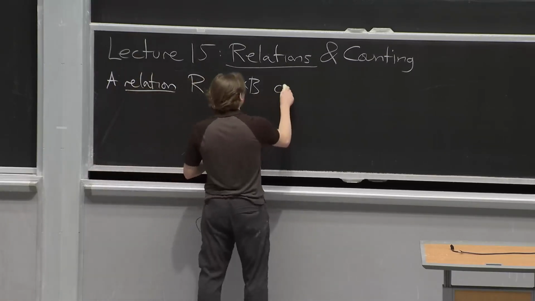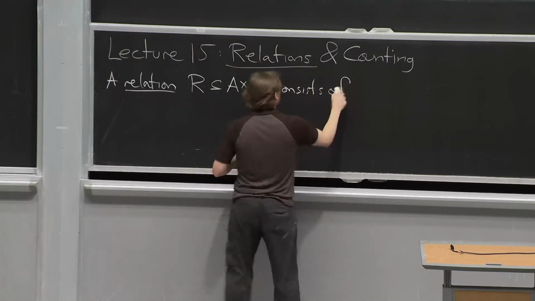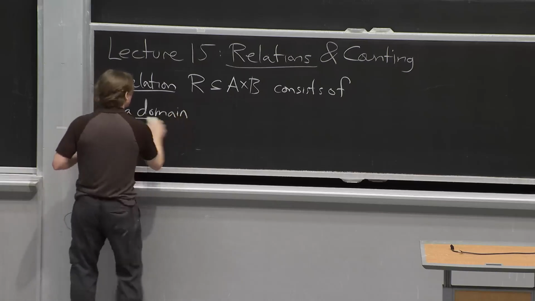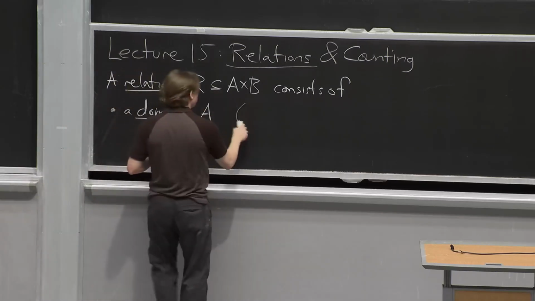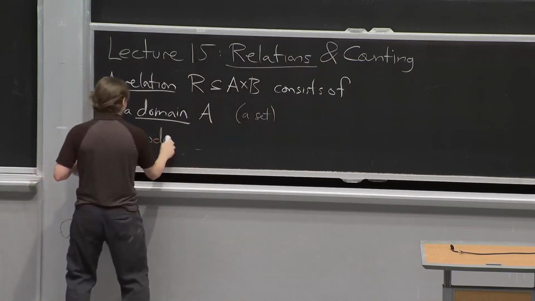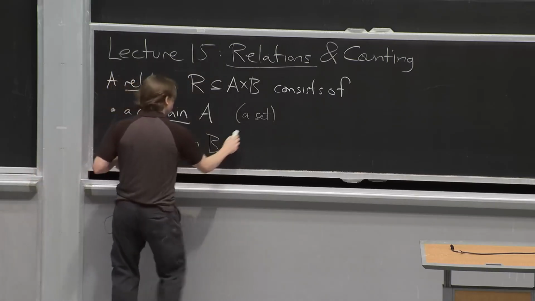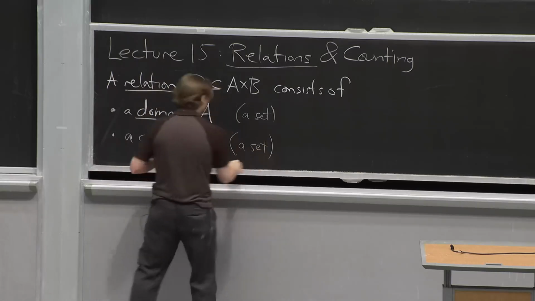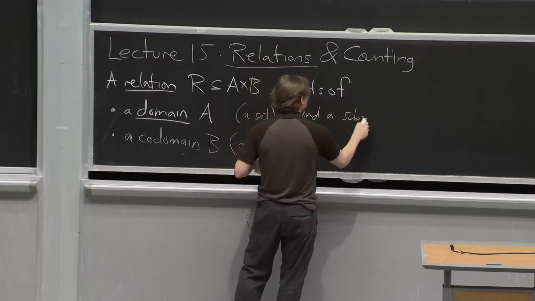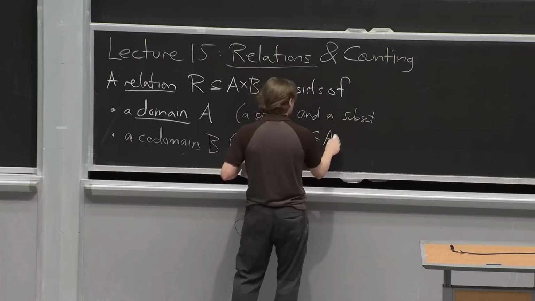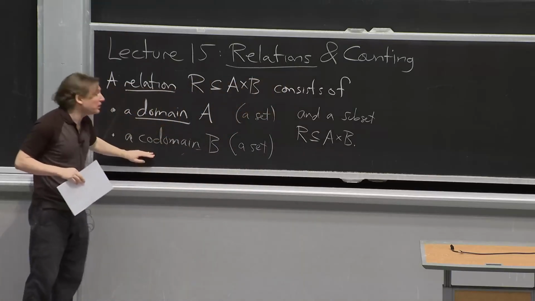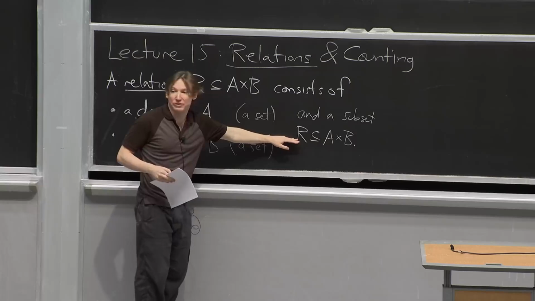A relation consists of, first of all, a domain A, which is any set, a codomain B, which is a set, and a subset R, subset of A cross B. So you need to know what is your domain, what is your codomain, and which pairs are part of your relation.